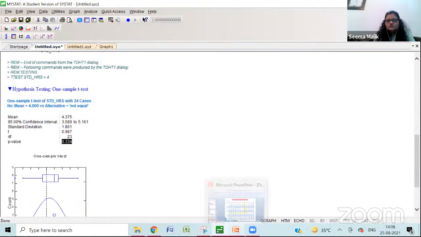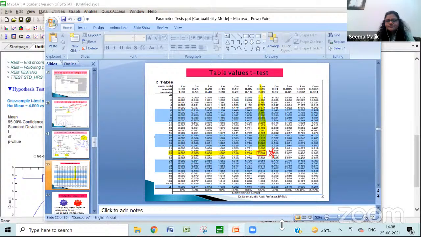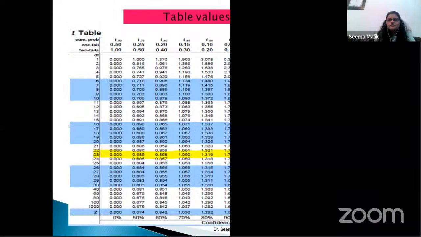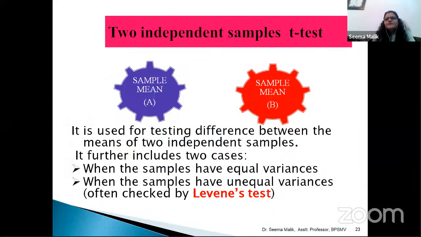Now we'll be moving towards two independent sample t-test. In two independent sample t-test, we are just talking about the sample. Forget about the population. We are talking about the sample. In the sample, we are talking about the category.